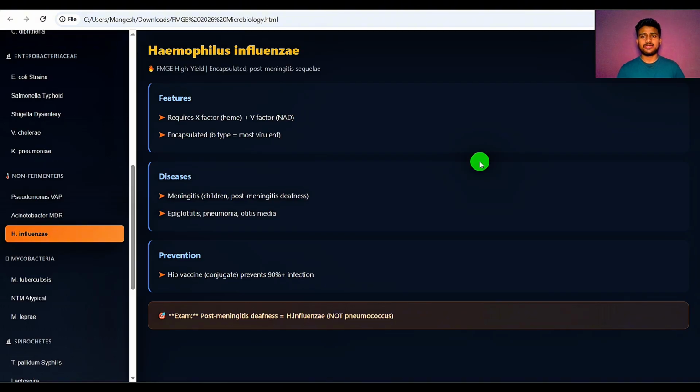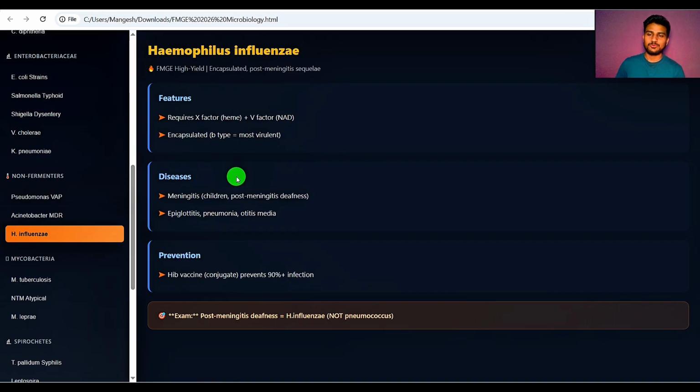The features are that it requires X factor, that is heme, plus V factor, that is NAD. This is the reason we use chocolate agar, or we can also use Staph aureus, because Staph aureus is hemolytic, and when the heme is broken down, it gives X factor, which is required for it. So whenever we want to culture Haemophilus influenzae, we will need some bacteria that is hemolytic, and the hemolytic bacteria is Staph aureus. So this is the reason we use that when we are culturing it. You can remember this thing. It's just extra information. You can remember it as a story if you want.